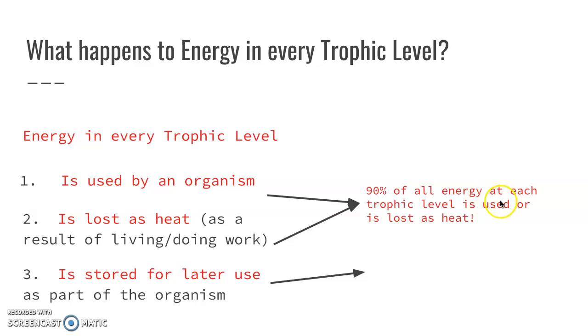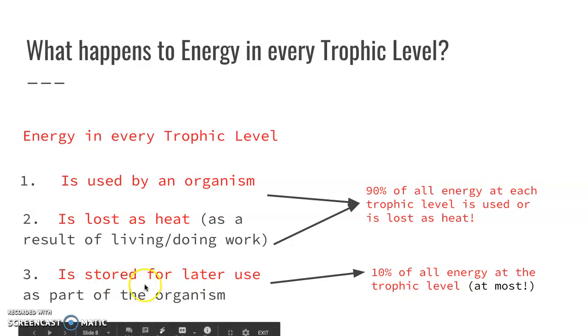You'll notice these arrows. 90% of all energy at each trophic level is used or lost as heat. 10% of all energy at the trophic level is stored. And that's at most. A lot of times it's even less. So what does this 90%, 10% mean?